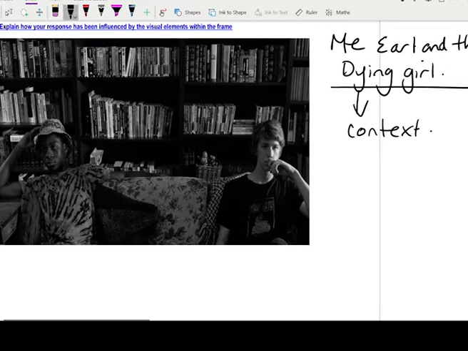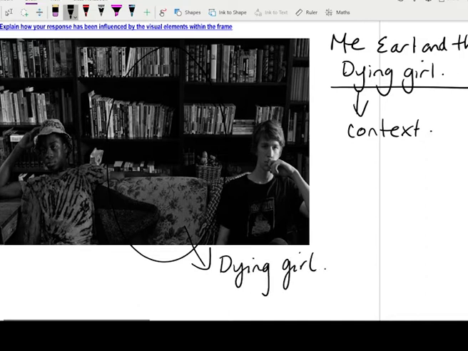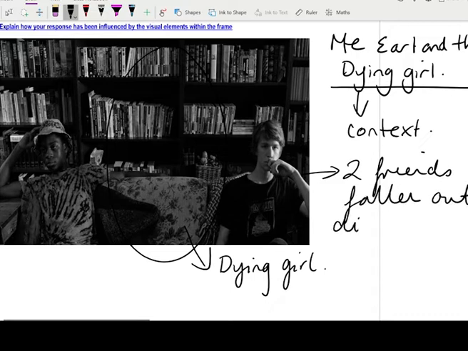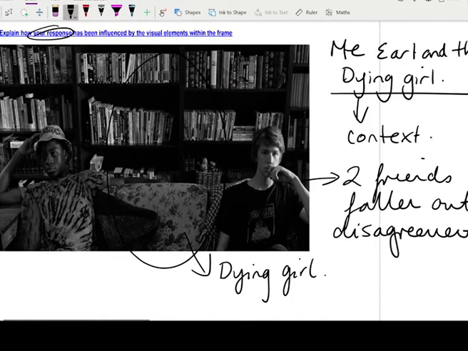It says, how is your response influenced by the visual elements in the frame? So visual elements just means everything. What's missing right in the middle there? Again, straight to the point. There's obviously the dying girl is what's missing. So most people said, yes, my response was that these two friends have fallen out, they've had a disagreement, and they went straight into that aspect. So they went straight into their response, which is good.